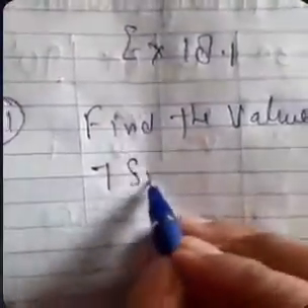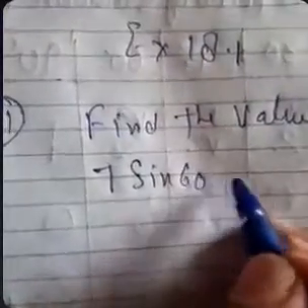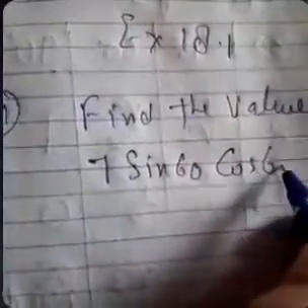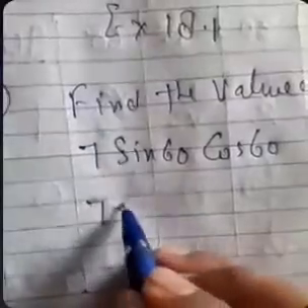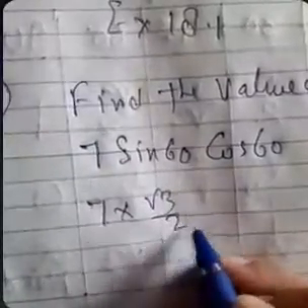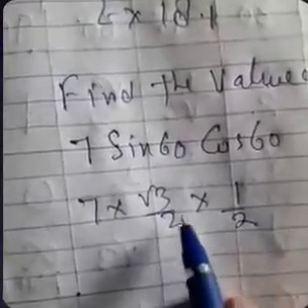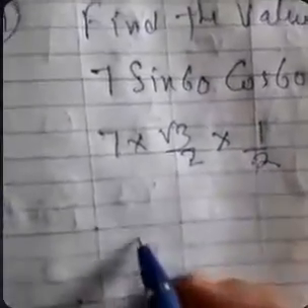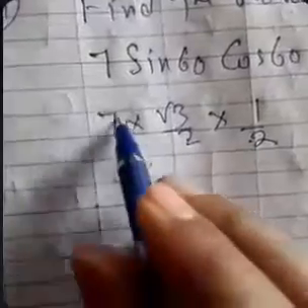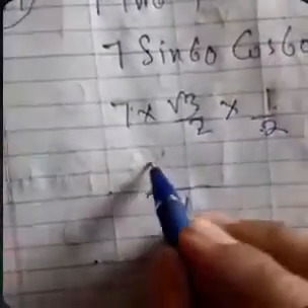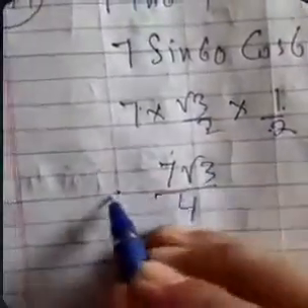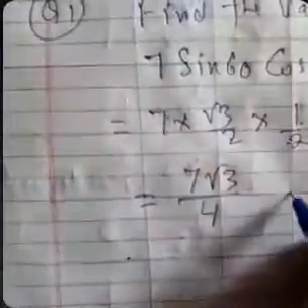7 sin 60 cos 60. Value of sin 60 is root 3 upon 2. Value of cos 60 is 1 upon 2. Now the denominator 2 multiplied by 2 is 4, and the numerator 7 into root 3 into 1 is 7 root 3. So 7 root 3 upon 4. This is your answer.